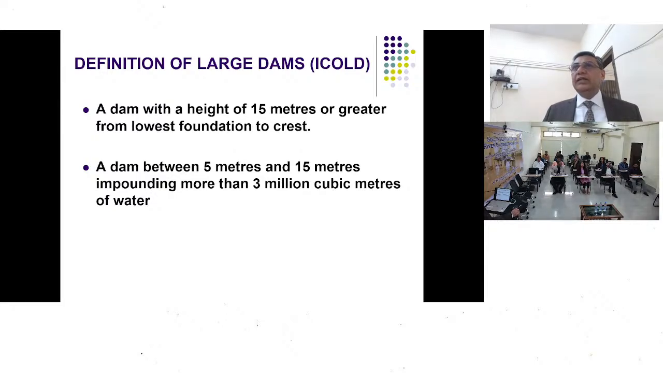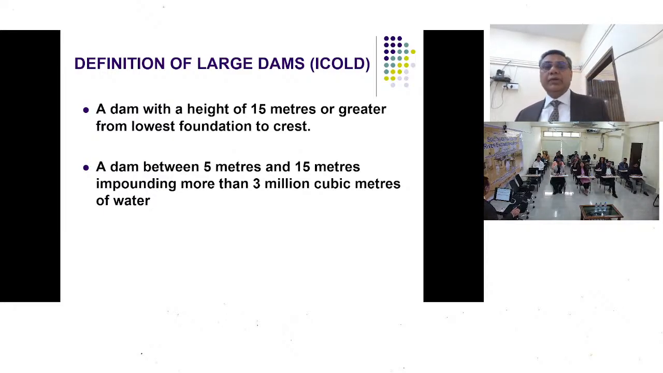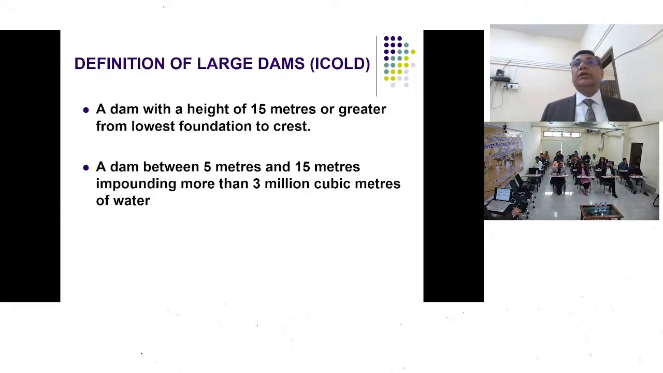So, ICOLD, the International Commission on Large Dams, is an agglomeration of people from around the world, and they have defined that a dam with a height of 15 meters or greater from the lowest foundation to the crest, so any dam having a height of more than 15 meters from the lowest foundation up to the crest, will be termed as a large dam, or a dam between 5 to 15 meters of height, but impounding more than 3 million cubic meters of water.